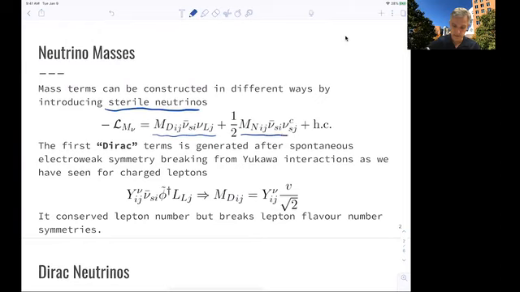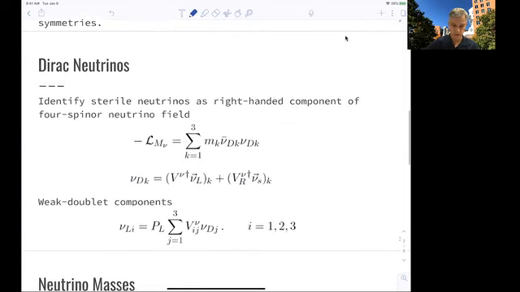The second way, the mechanism, is using Majorana particles, which are their own antiparticles. And we'll look at how this is being implemented. So again, the Dirac term is generated after electroweak symmetry breaking from Yukawa interactions. We have seen the very same thing for our charged leptons. What we see here is that the lepton number is conserved. Before and after the interaction, we have the same number of leptons, but the lepton flavor is not conserved in this interaction. So we can rewrite this.